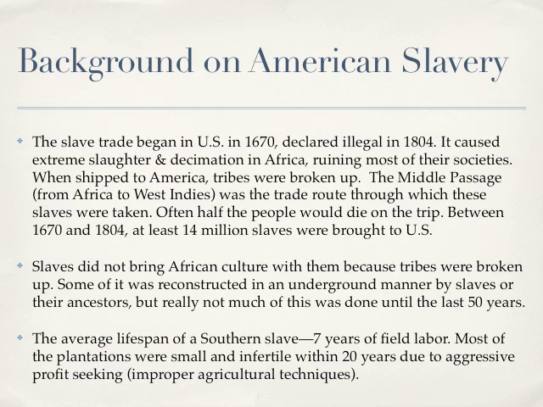When shipped to America, tribes were broken up. The Middle Passage was the trade route through which these slaves were taken. Often half of these slaves would die on the trip itself. Between 1670 and 1804, at least 14 million slaves were brought to the United States.